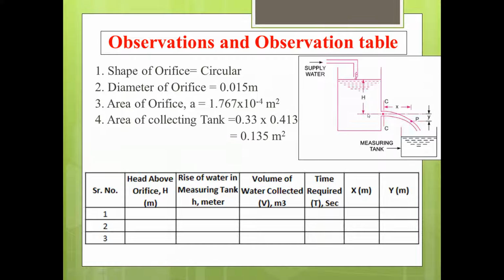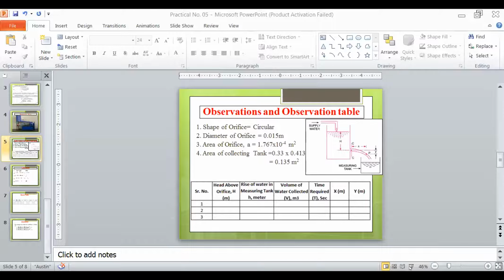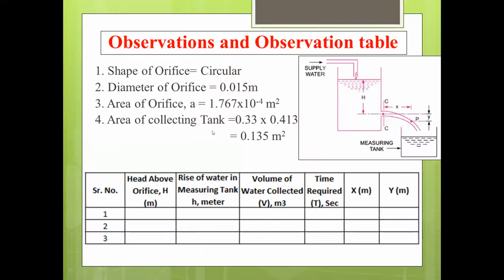I am unable to listen as the voice is reduced here. Once again, repeat, Mayuri. 0.13 meter. Here 0.13. For the second, what is the head? 0.16. And for the third, 0.18.